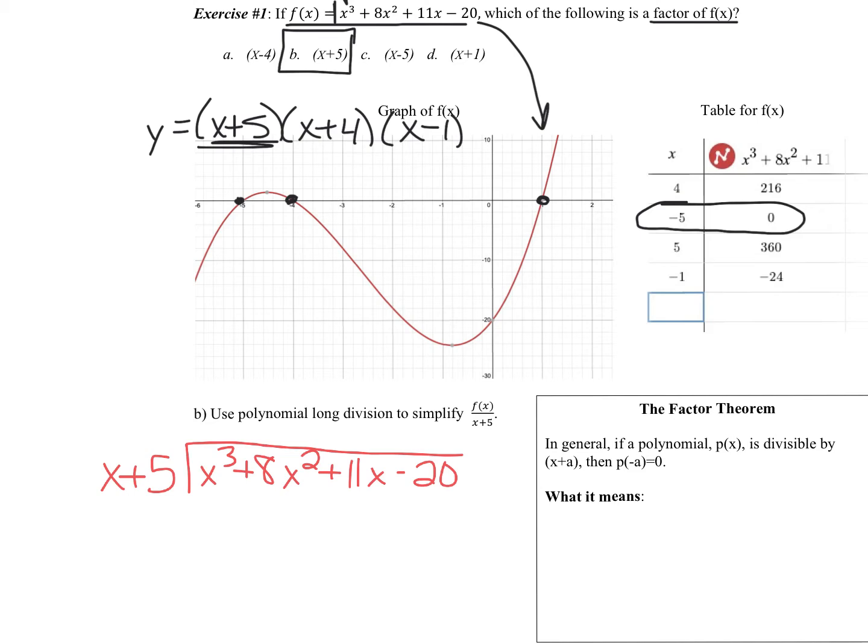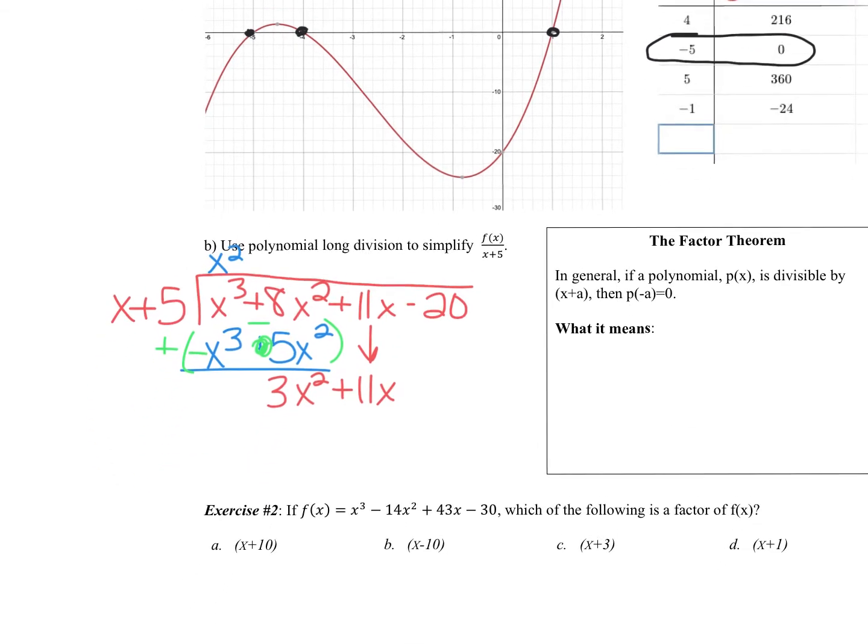Now, we've already said we think x plus 5 is a factor, so when we do the polynomial long division, we're expecting no remainder. So let's see if that's what happens. X goes into x cubed, x squared times, and then I multiply. If you want a more thorough explanation of polynomial long division, see the last lesson. When I subtract, I change the signs. So this is going to give me 3x squared, and then I bring down the 11x.